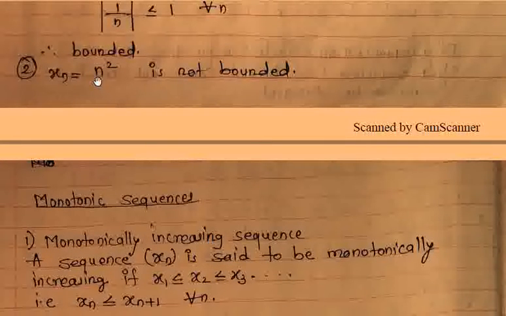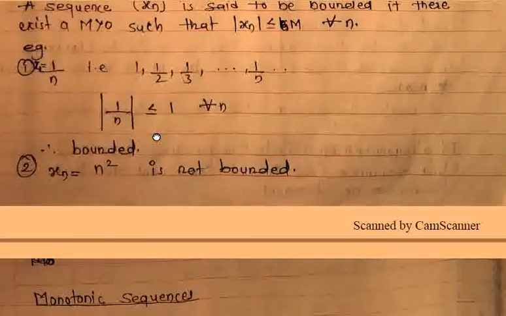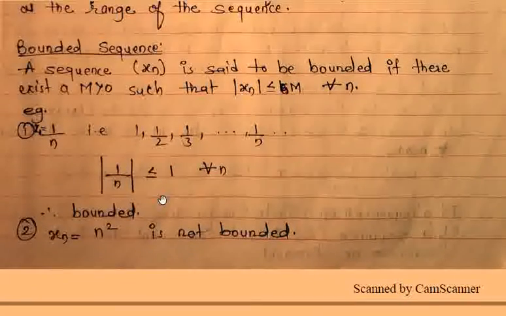And if xn is n squared, so if you have n squared in this sequence, it's not going to be bounded.